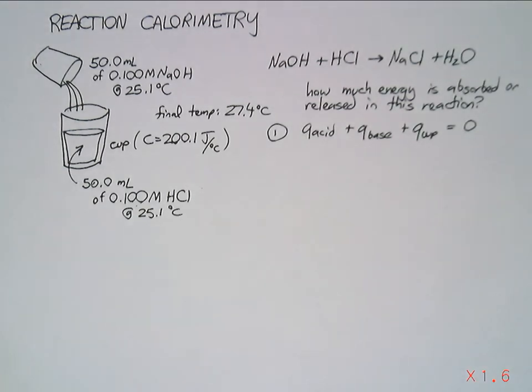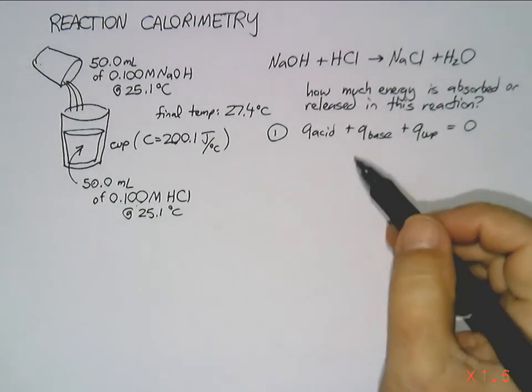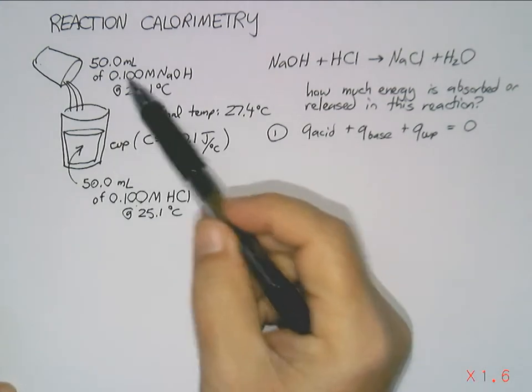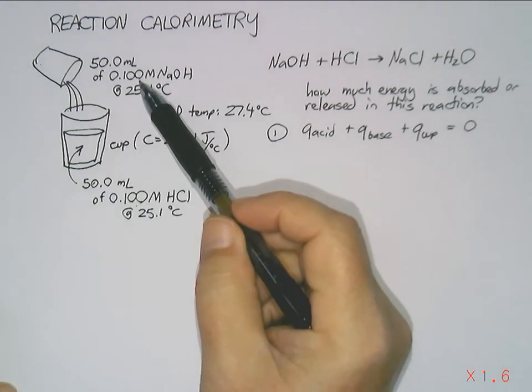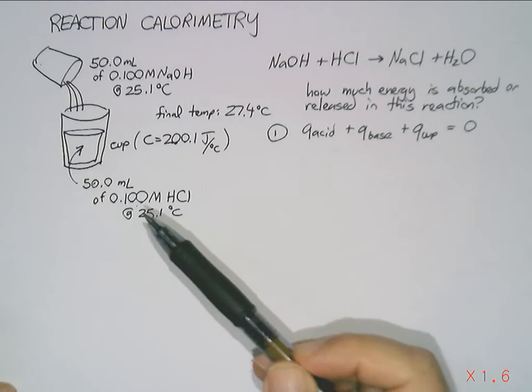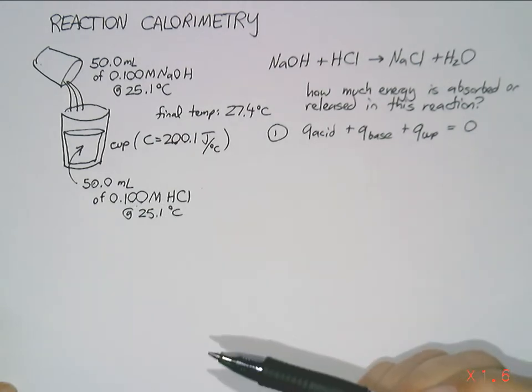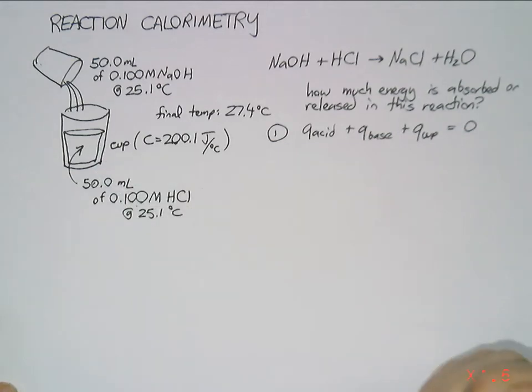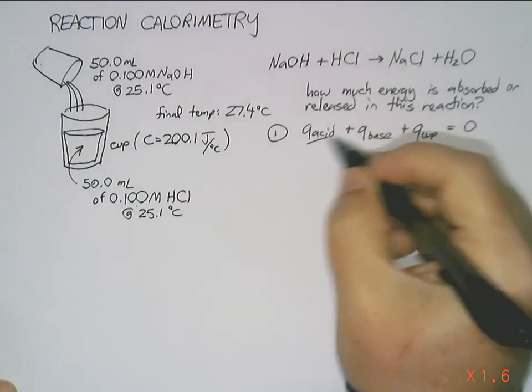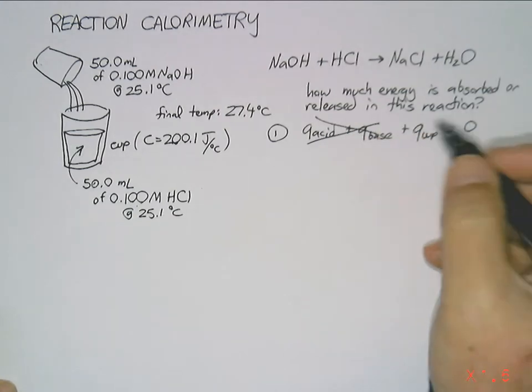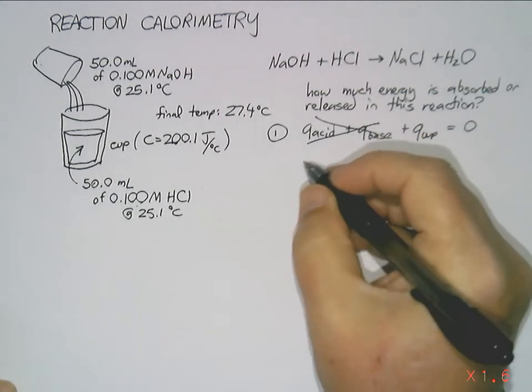But, like we talked about in the last video, this would be the wrong approach because it's not the base alone that absorbs or releases heat. It's not the acid alone that absorbs or releases heat. It's the reaction that occurs between them. And the solution that the reaction occurs in is absorbing the heat. So these two components are wrong. This is not the right heat conservation equation.